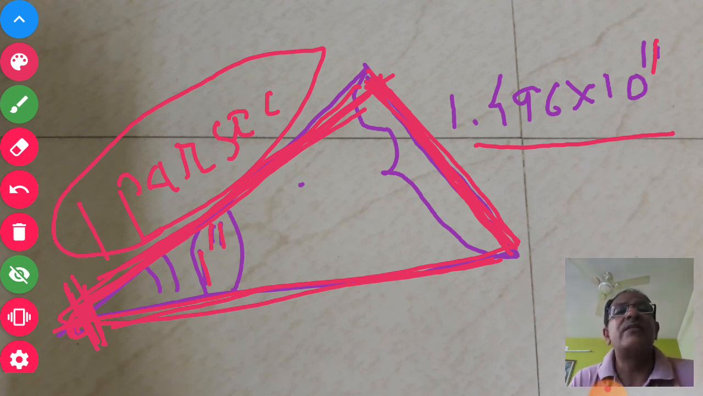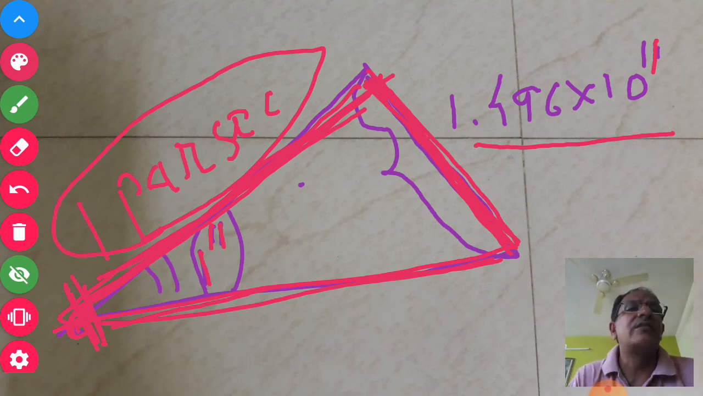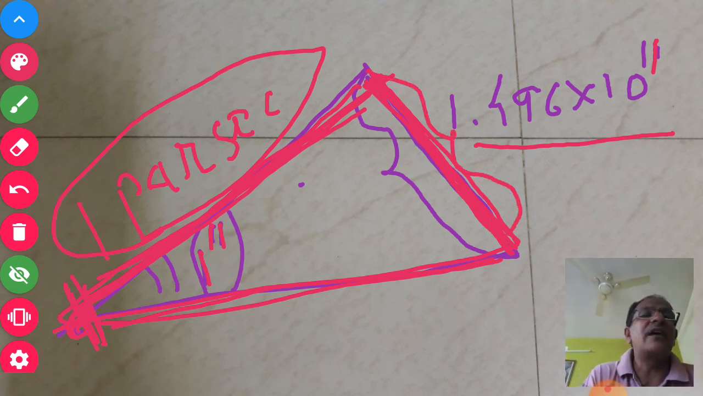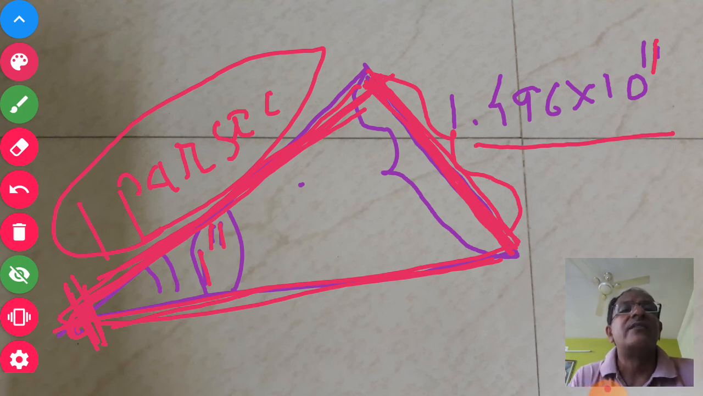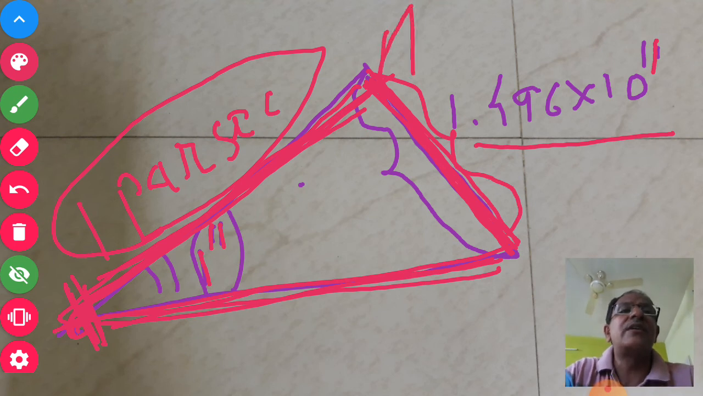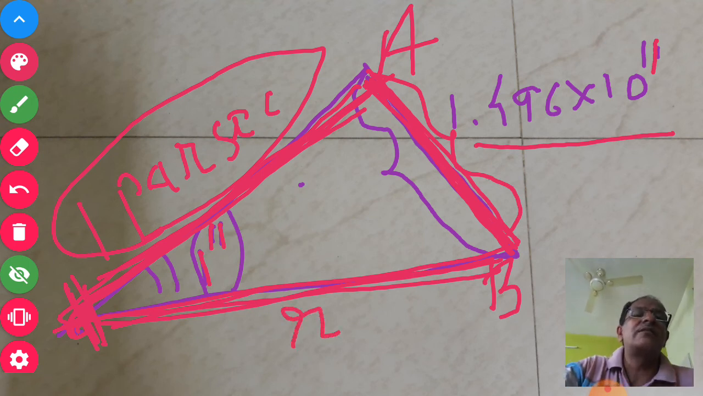So for this 1 parsec, how much distance do we get? You can find this. This is 1 second. Now this is your arc. This can be considered as arc, and arc is equal to radius multiplied by theta. Now radius we want to find. If you name it, say AB is your arc. Arc is equal to radius multiplied by theta, and this distance we want to find.